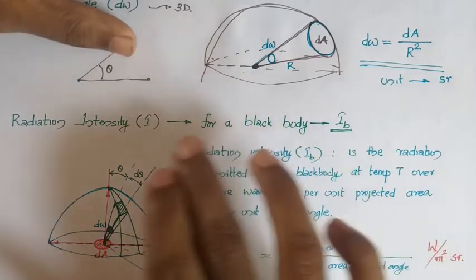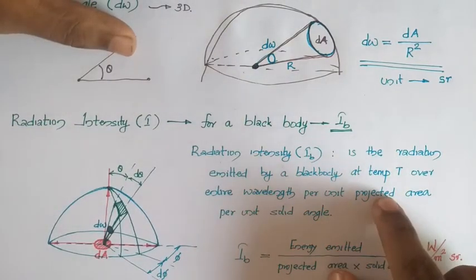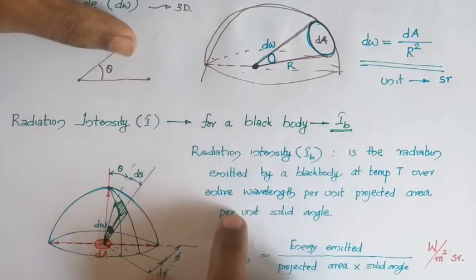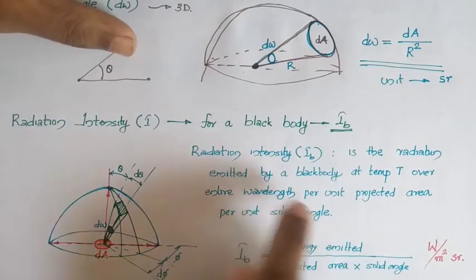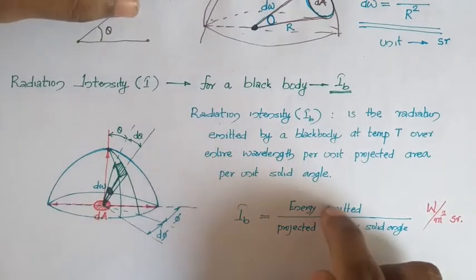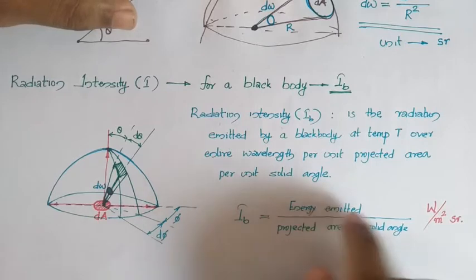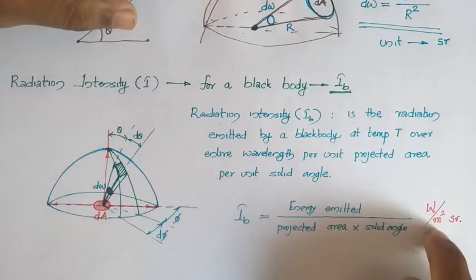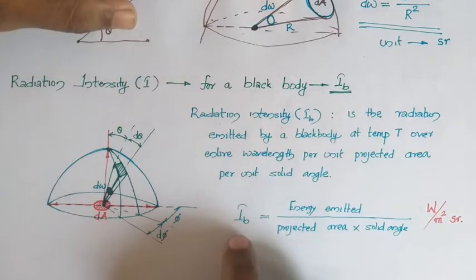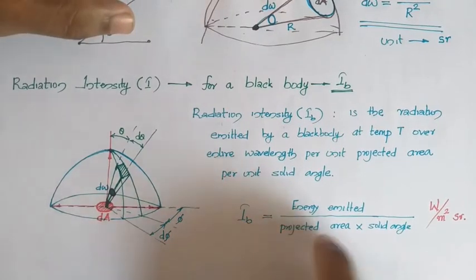For this intensity, or for a directional distribution, we will be taking the projected area. Per unit projected area, per unit solid angle will be the radiation intensity. So I can write I_B equal to energy emitted by projected area by solid angle. The units will be energy emitted in watts, projected area in meter square, and solid angle in steradian. Earlier the emissive power was energy emitted divided by surface area. So here it is projected area that you have to note.